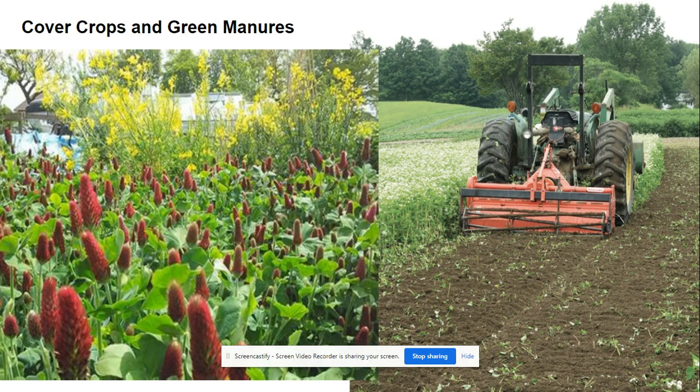So we have cover crops and then leguminous cover crops. If you grow a pure stand of a legume, like the crimson clover on the left, then we just call that a green manure. It essentially has the same three benefits of a regular cover crop, plus the addition of added nitrogen into your soil.